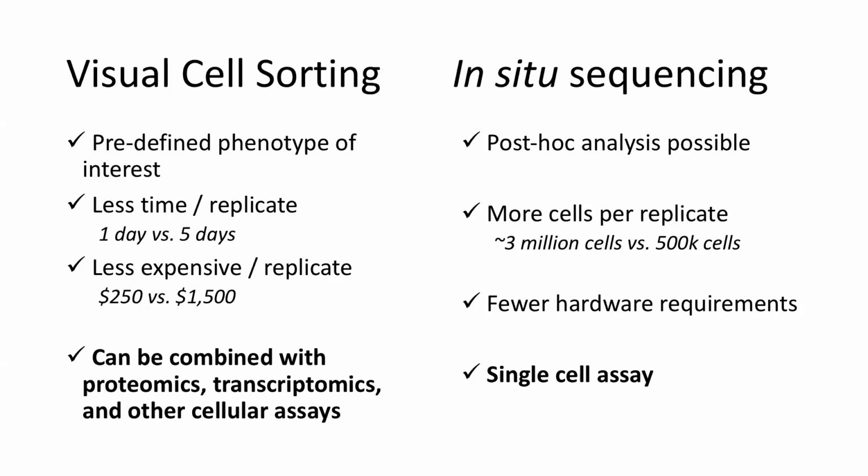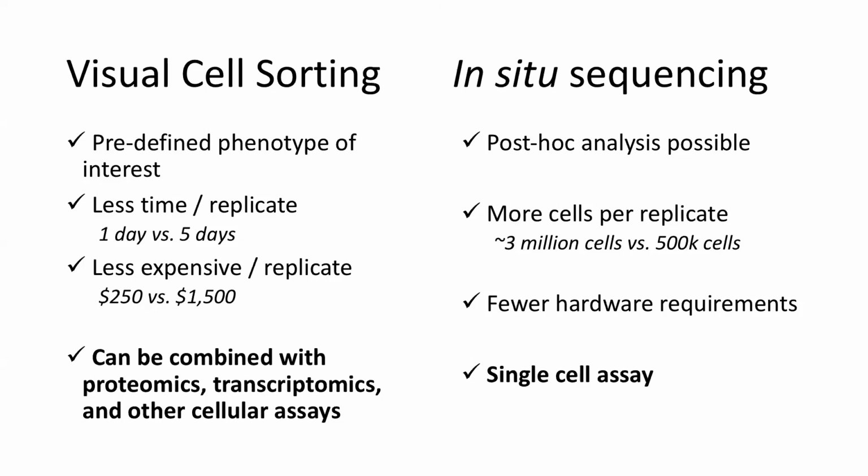Visual cell sorting takes less time per replicate. In situ sequencing, you get more cells per replicate, particularly if you can pack them really tightly together in your assay. And so they kind of are a wash in terms of cells per day. Visual cell sorting is less expensive per replicate because you can pool all your replicates in a single NextSeq run rather than having to use those expensive reagents per run. But in situ sequencing has fewer hardware requirements. You can do those in situ sequencing reactions on a wide field microscope.